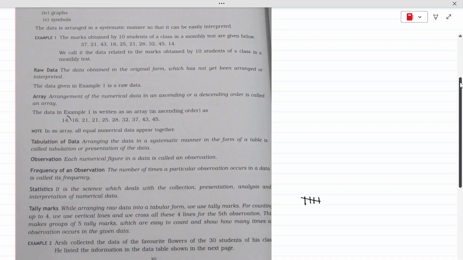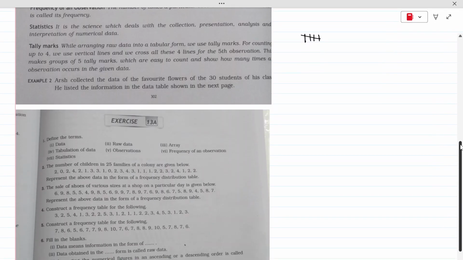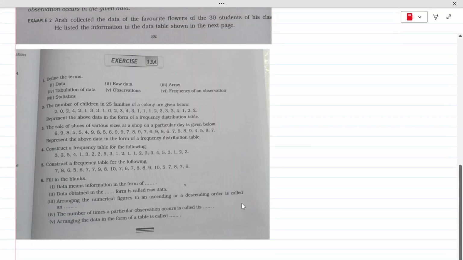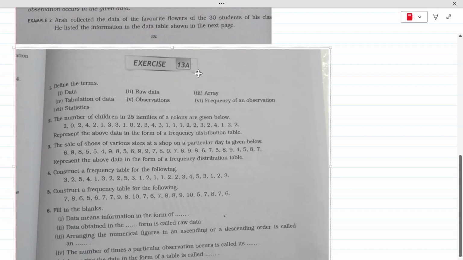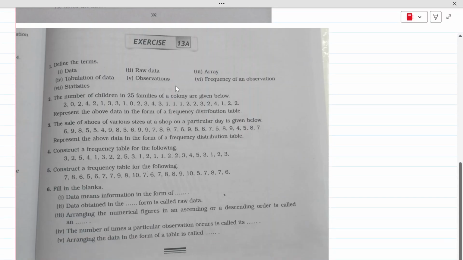Now let us start with exercise 13A, the exercise of the book RS Agarwal 13A. First we have to define the term data. So now we know what data is. Data is the collection of figures, collection of numbers, measures, facts, to get information from it. This is already given in the book.